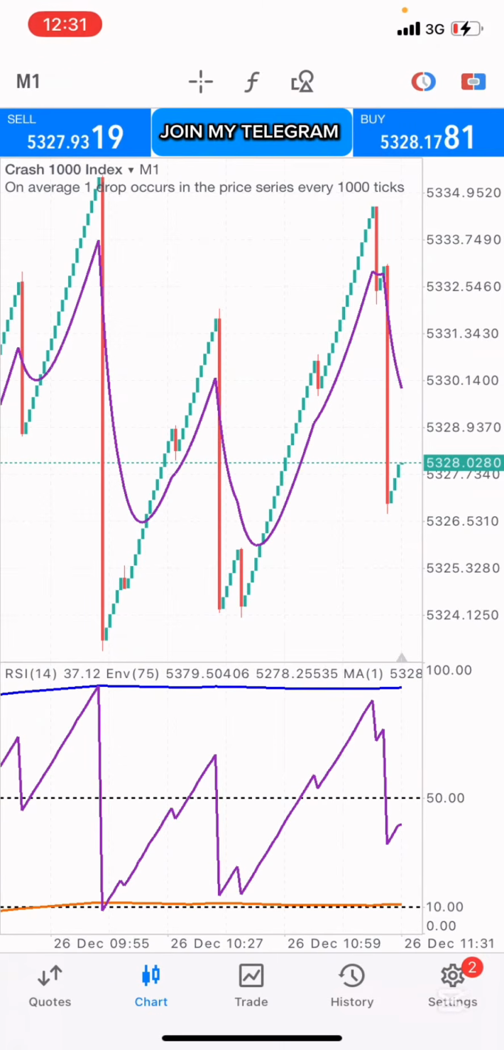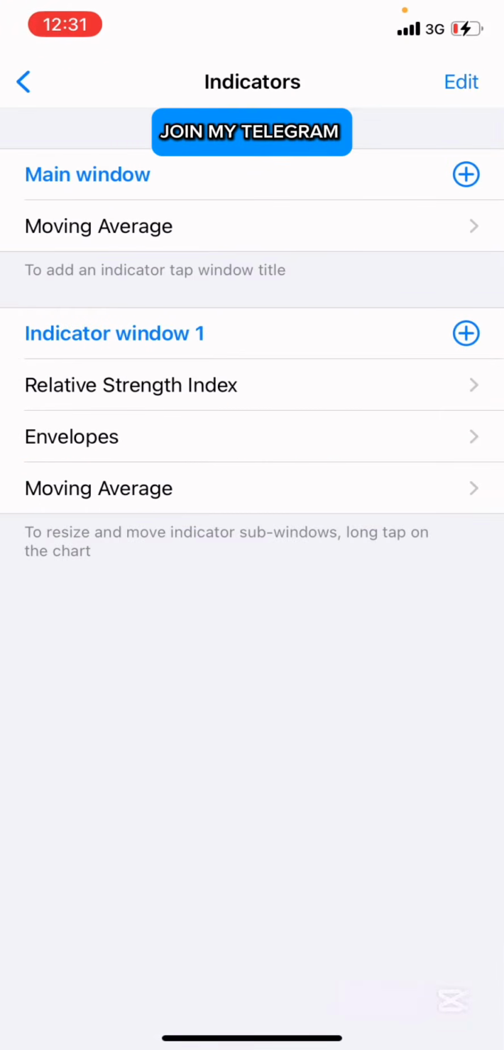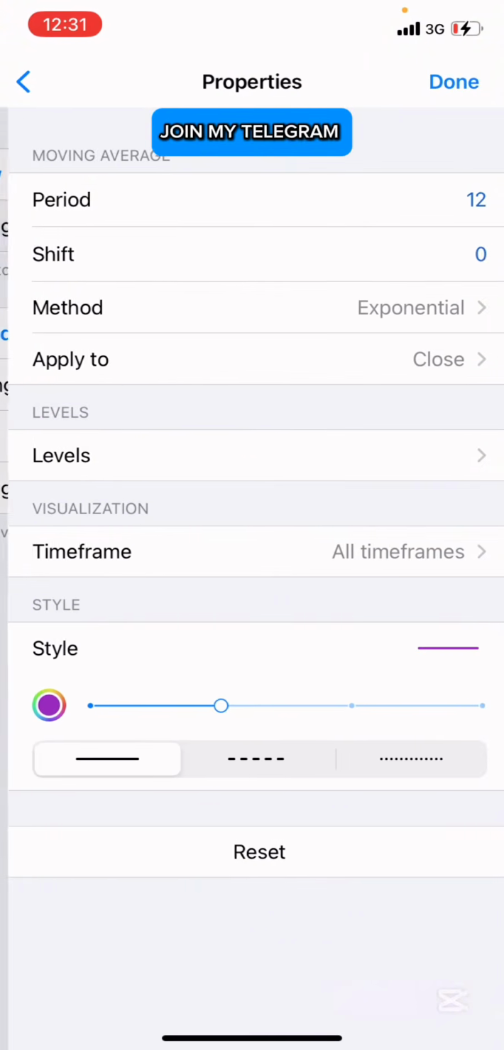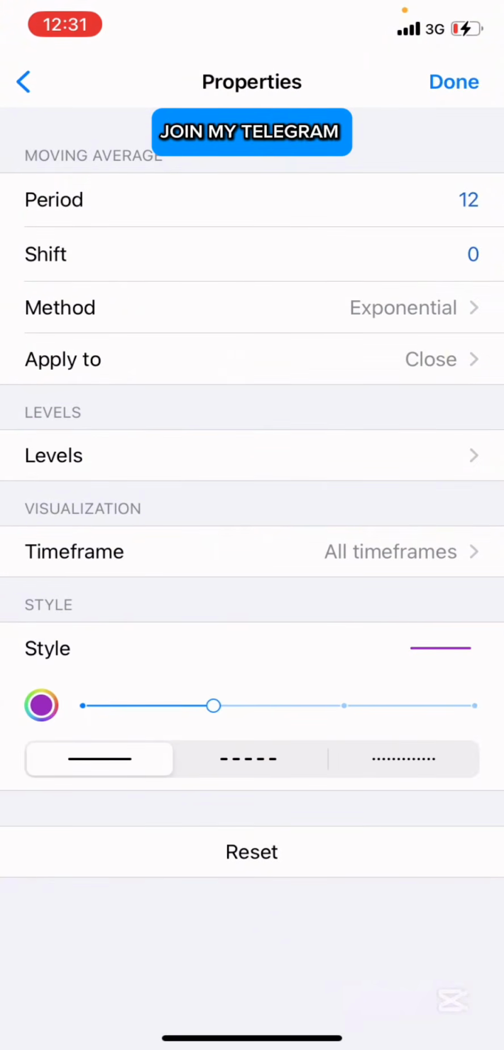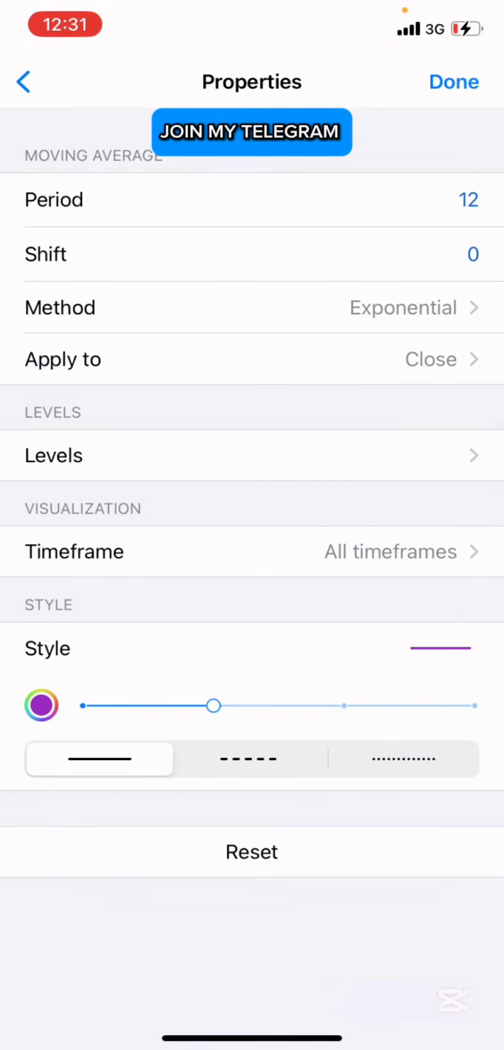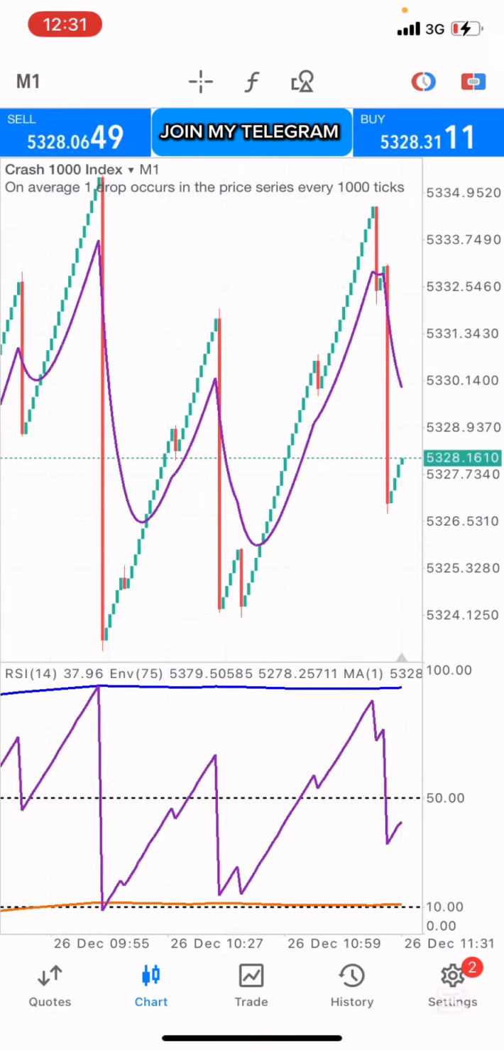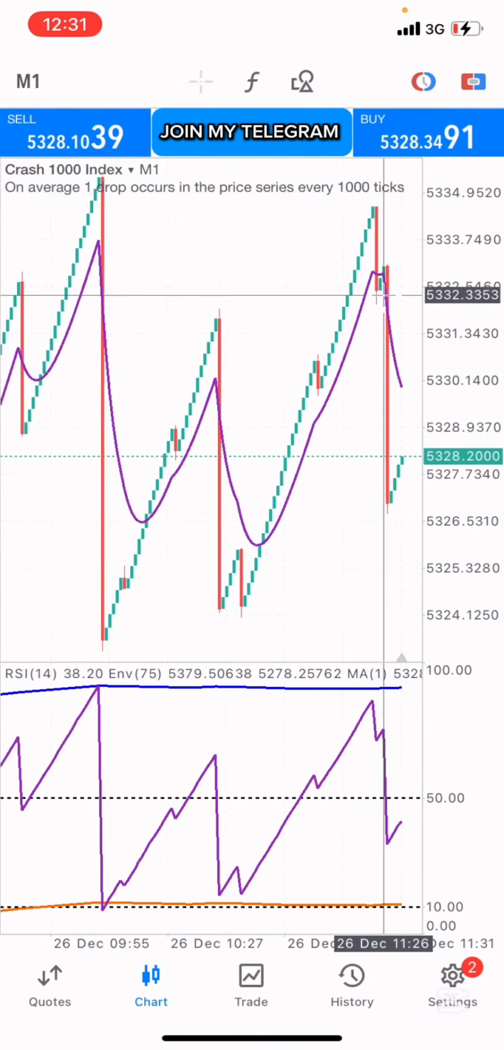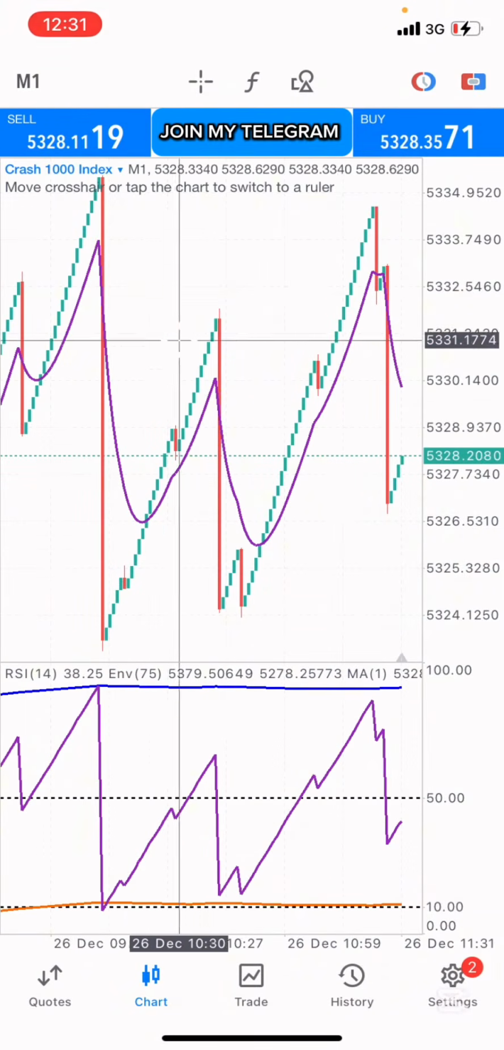So first and foremost, we're going to go over to the indicator section. On the main window, you put on the moving average on period 12, shift 0, method exponential right here. Then you apply to close. The style, you put that on 2 pixel with the color purple right there with this first trend line pattern. Then you click on done to take you back to the main chart.